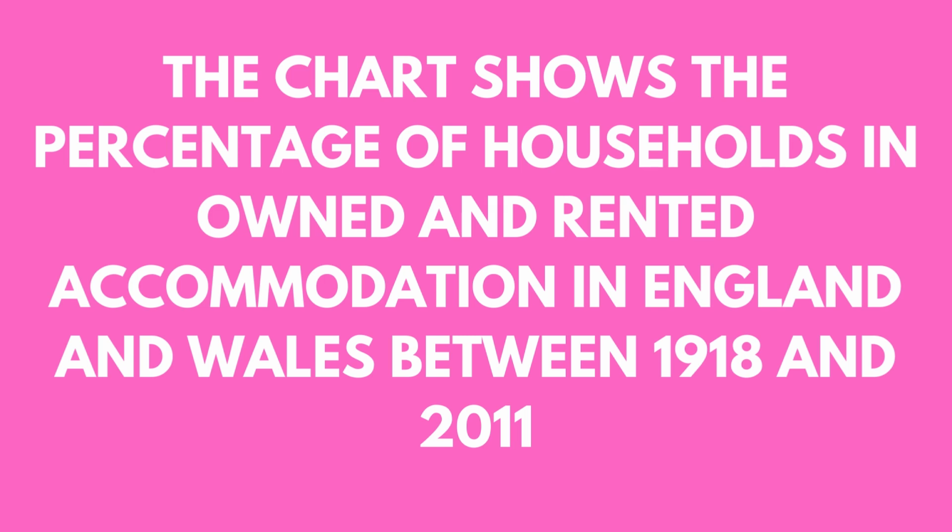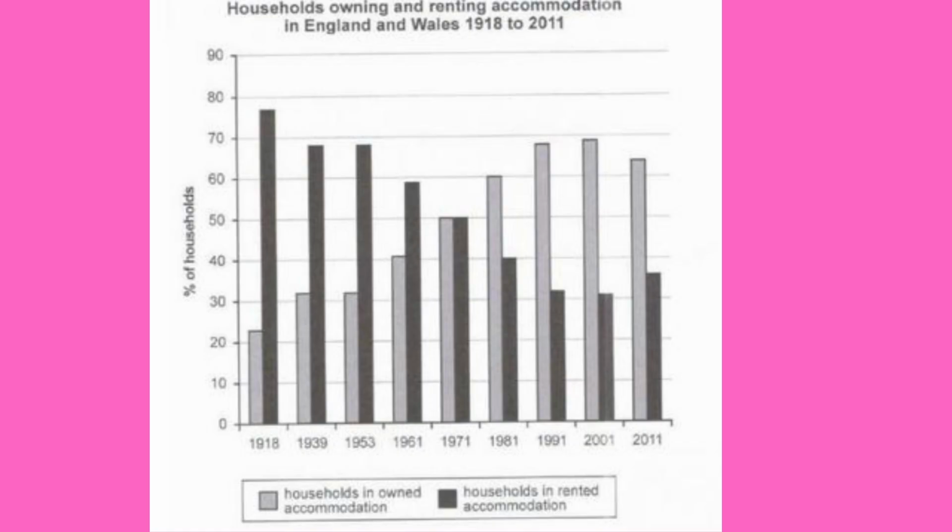How to interpret a chart in IELTS Academic. Let's have a look at the bar chart. This kind of chart is known as a bar chart. As you can see, on the x-axis percentage of households is plotted, while on the other axis the number of years are plotted. The gray color shows the households in owned accommodation, while the households in rented accommodations are represented in black color.